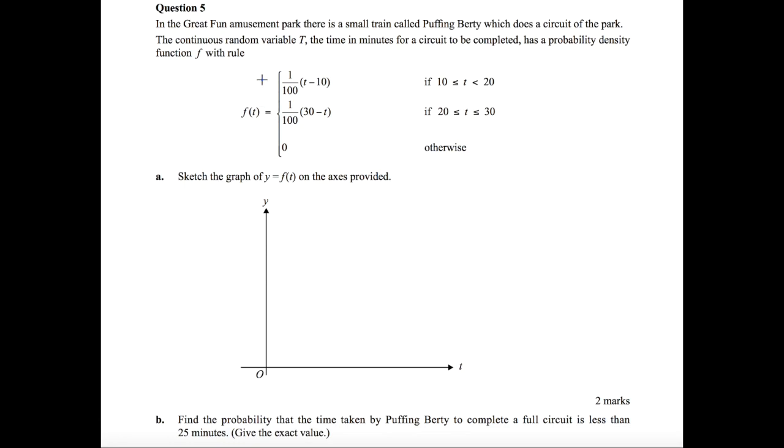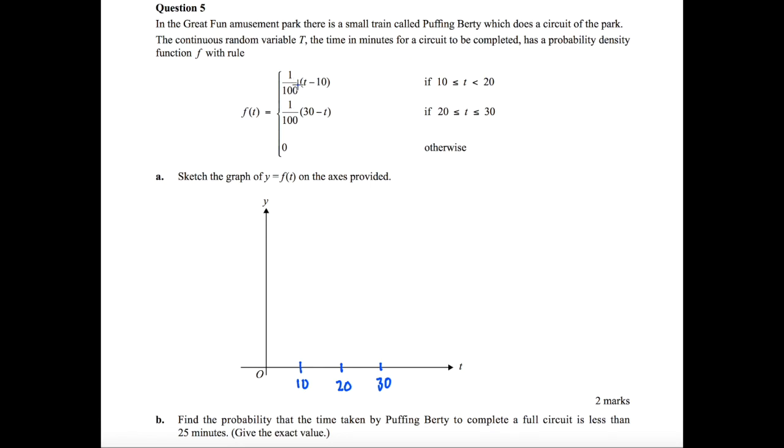Alright, we can see that they're both linear lines. We know that the domain is between 10 and 20, and then 20 and 30 for the other line. So let's put those values in. So that means 10's roughly there. Let's say 20's there, and then 30's there somewhere.